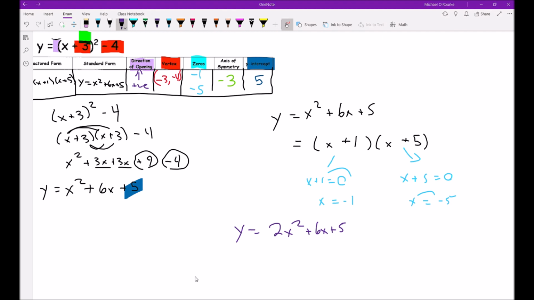Let's go look at our chart here. So we have standard form, right? You have standard form, and I want factored form. So first option is to factor. My second option is to use the quadratic formula to find my zeros. Right? Does that make sense to everybody?